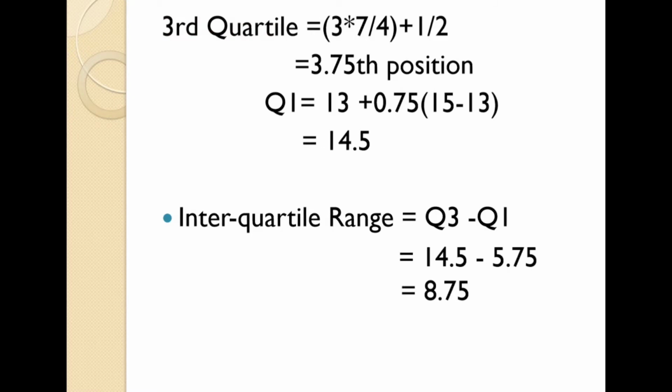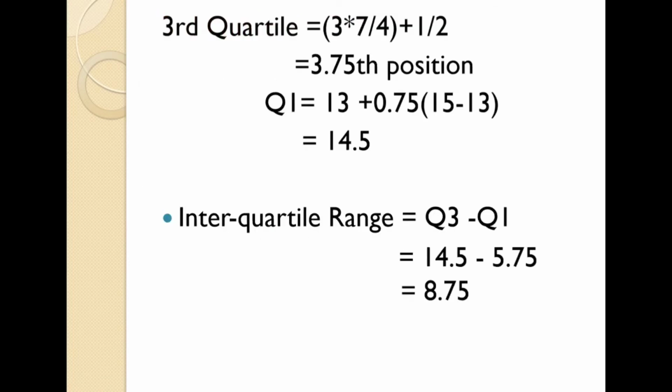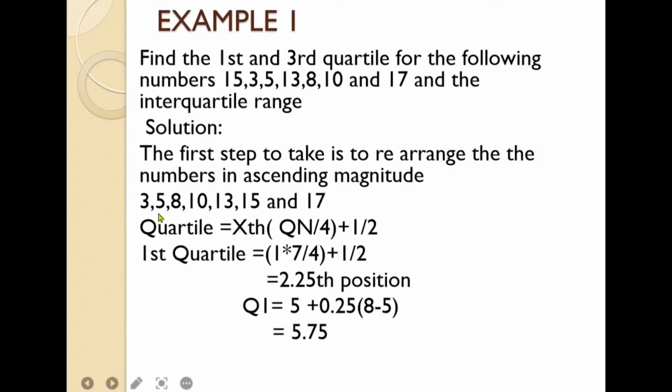Now let's go to the third quartile. The third quartile class will be 3n over 4. Just like in the first quartile class, we have n over 4. So this Q is showing you the particular quartile class you're looking for. Since it's a third quartile, it becomes 3n over 4. There are 7 numbers in all. 3 multiplied by 7 divided by 4 plus half gives us 3.75 position. So we need to look at where the third position is and find 0.75 between the fourth and the third position.